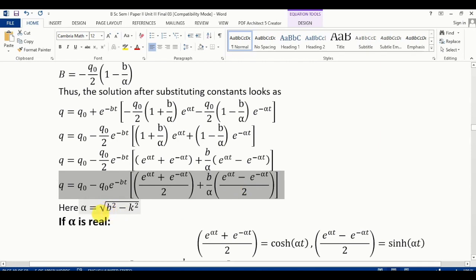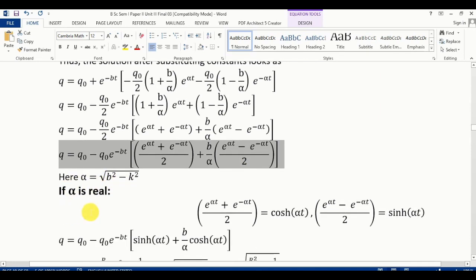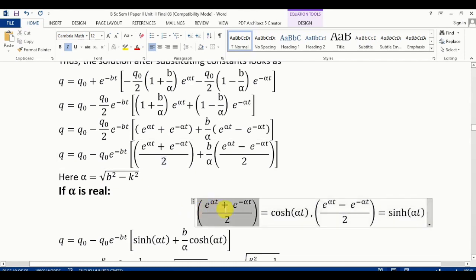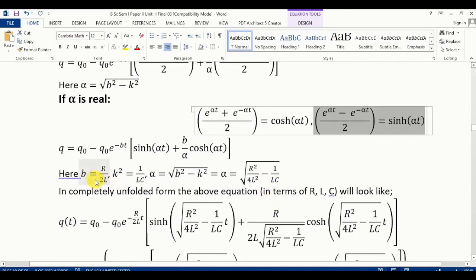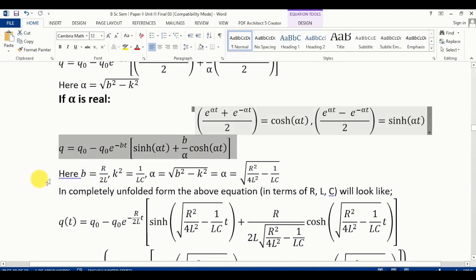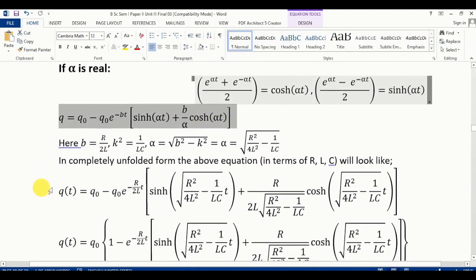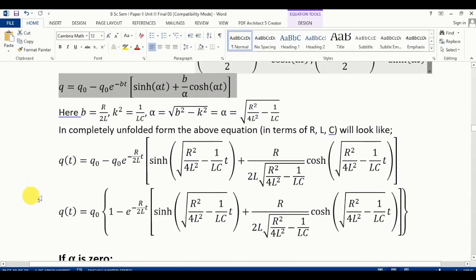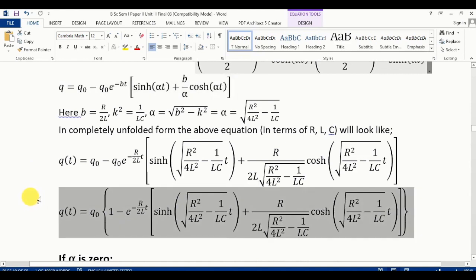Let us tackle them one by one. If alpha is real, in that case the first bracket is hyperbolic cosine of alpha t, and the second bracket is hyperbolic sine of alpha t, and this gives a solution like this. And the complete solution in terms of L, C, R, we are getting this one properly arranged.